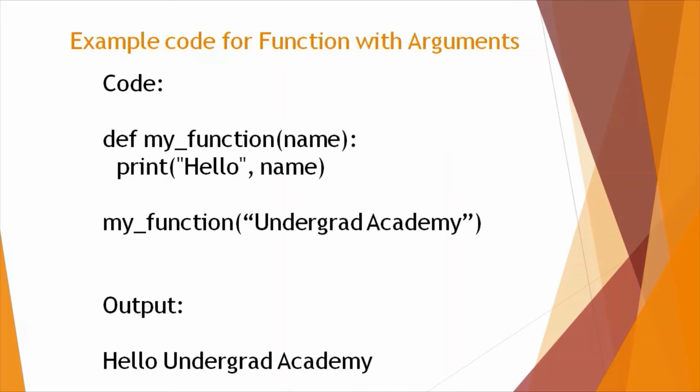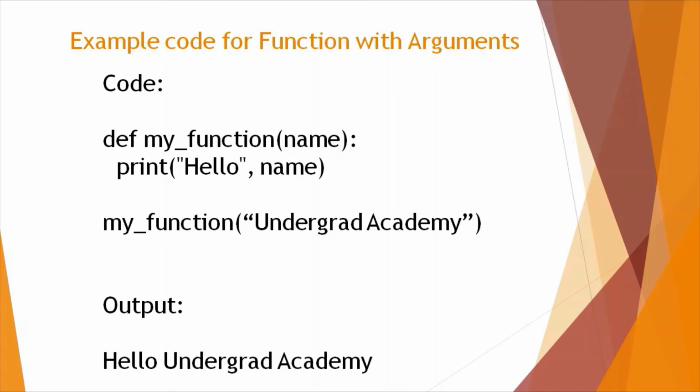Okay, so here's an example code for function with arguments. You can also pass your arguments inside a function. So I have declared my function def my function, and I'm passing a parameter name inside the parentheses, and I'm printing hello and the name, and in calling the function I am passing this Undergrad Academy. So here this Undergrad Academy will be served as the value for the name. So when I am calling this function, I am actually passing this Undergrad Academy, which will be assigned to name, and then I will be printing hello and name. So I will get the output hello Undergrad Academy.